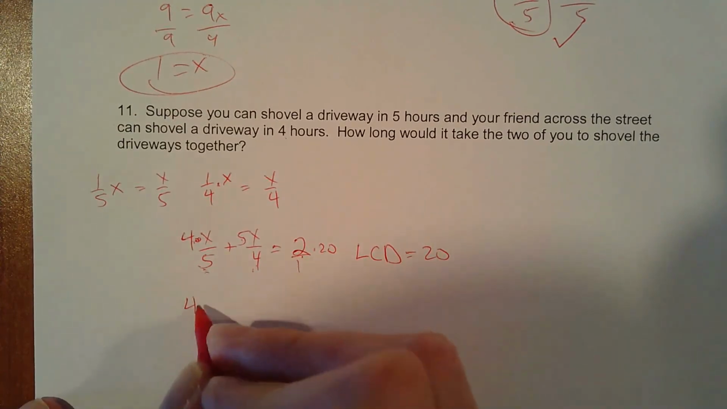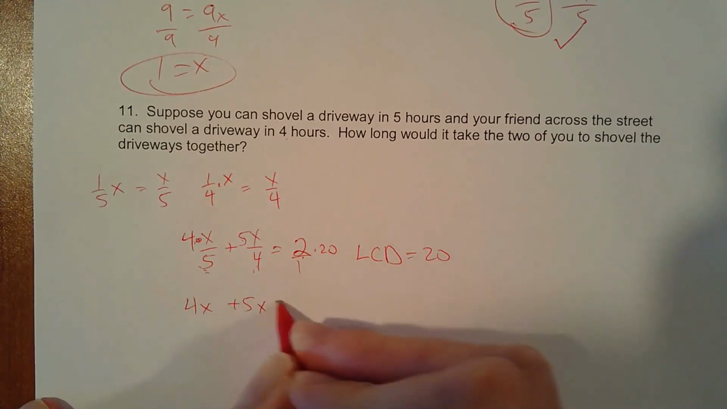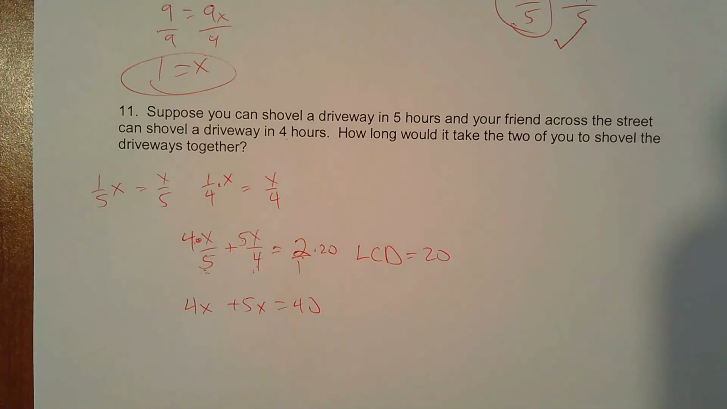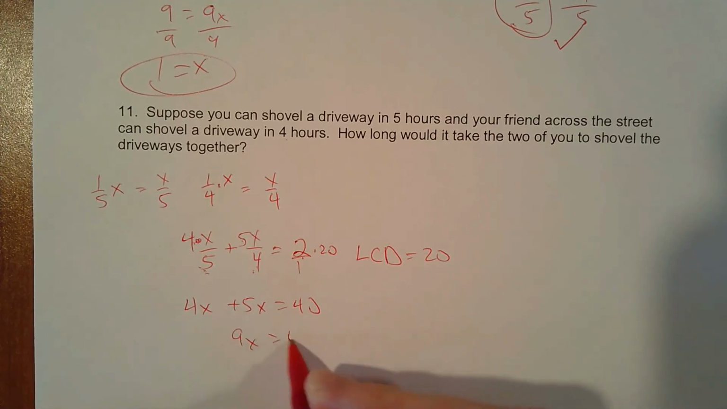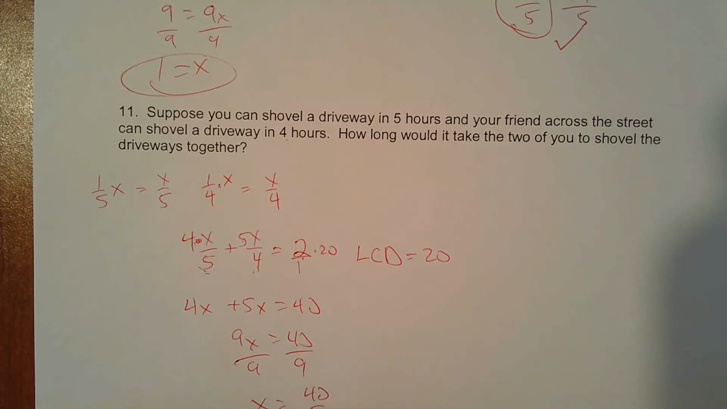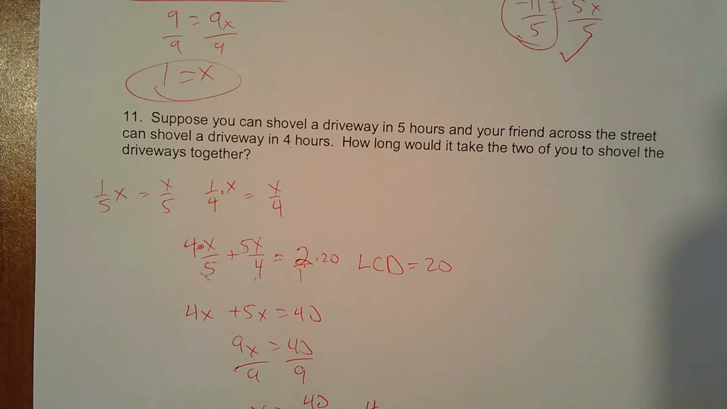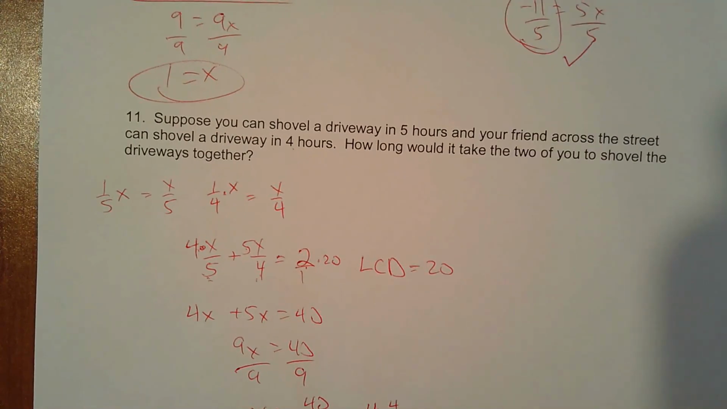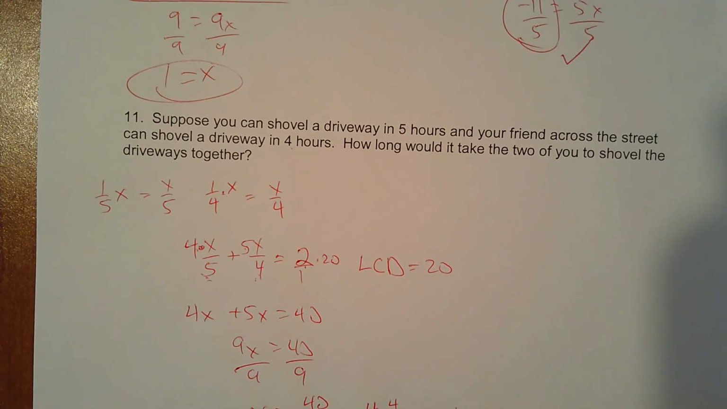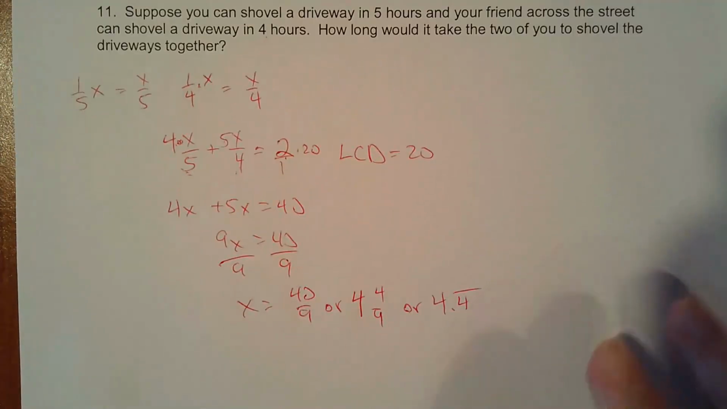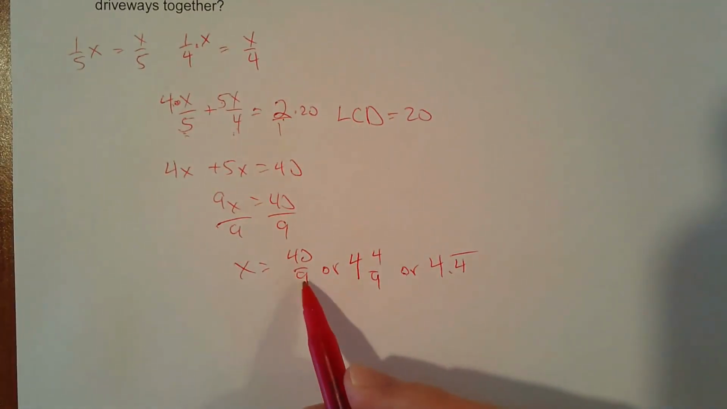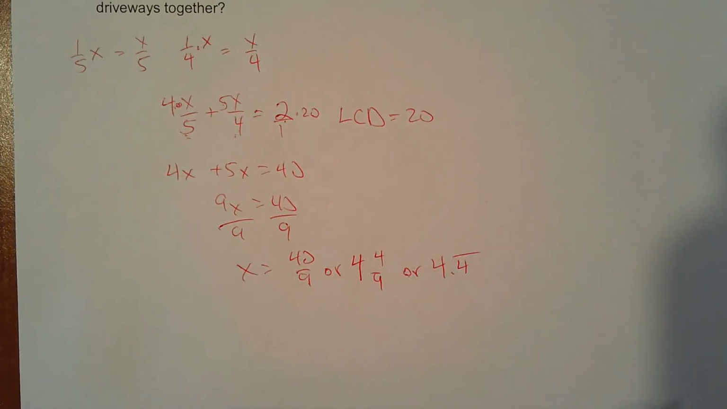So this would be 4x plus 5x equals 40. So that means 9x equals 40, divided by 9. So you could say 40 over 9. If you want to get real fancy, you could do 4 and 4/9. On your calculator, it'd be 4.4 repeating. Whoops, going off the screen there. So yeah, 40/9, or 4 and 4/9, or 4 and then 0.4 repeating hours.